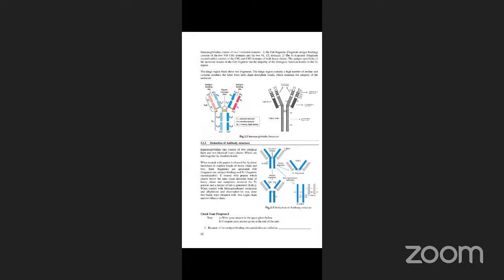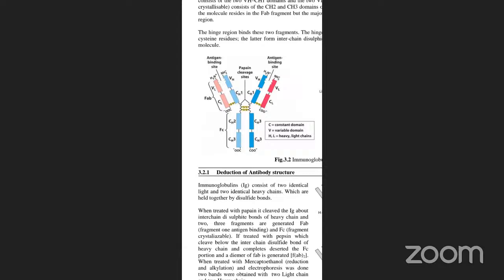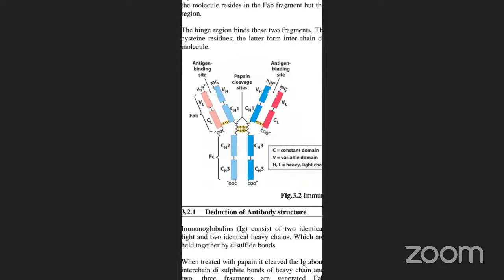Now I will explain using the structure. Here you can see the pink one; it is a Y-shaped structure. Is it clear? The two pink shades, the light and dark pink, are light chains. The blue ones are heavy chains. Is it clear? 2 light chains and 2 heavy chains are present.